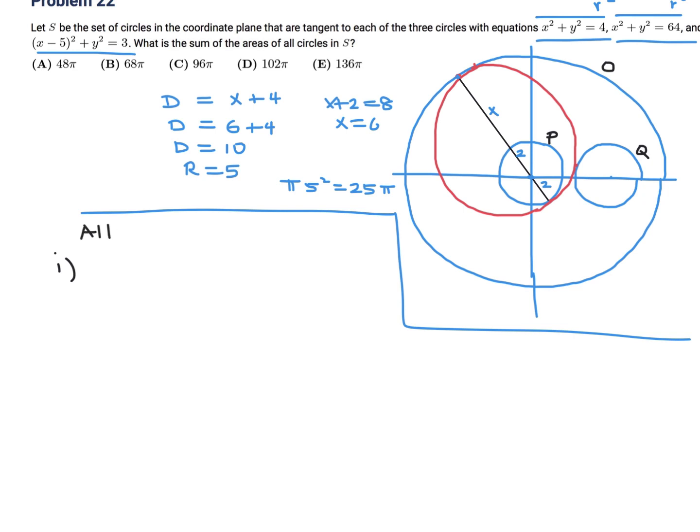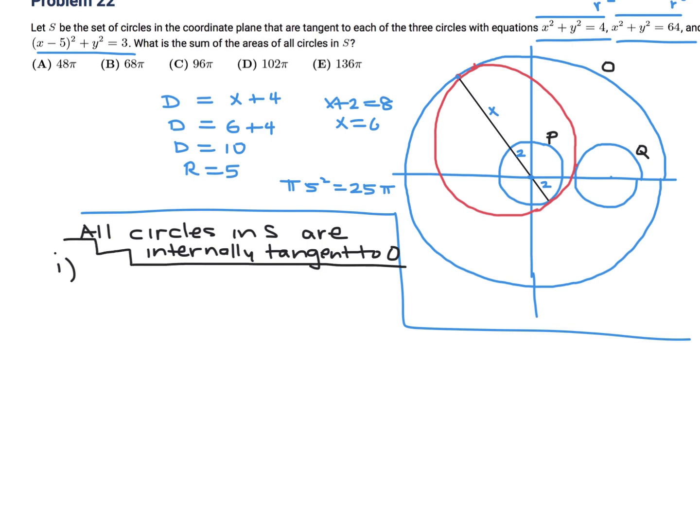So all circles in S are internally tangent to O. Okay, so that is well established. Now we have to figure out the other two.